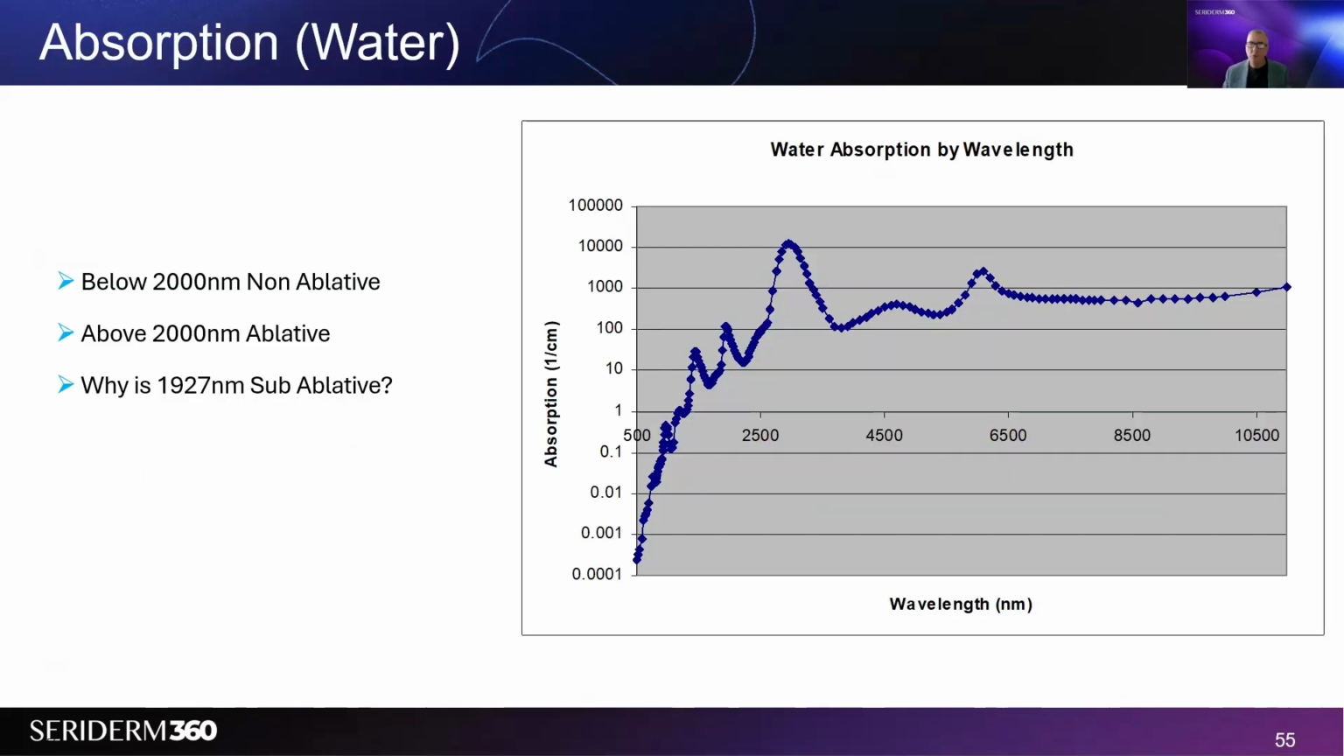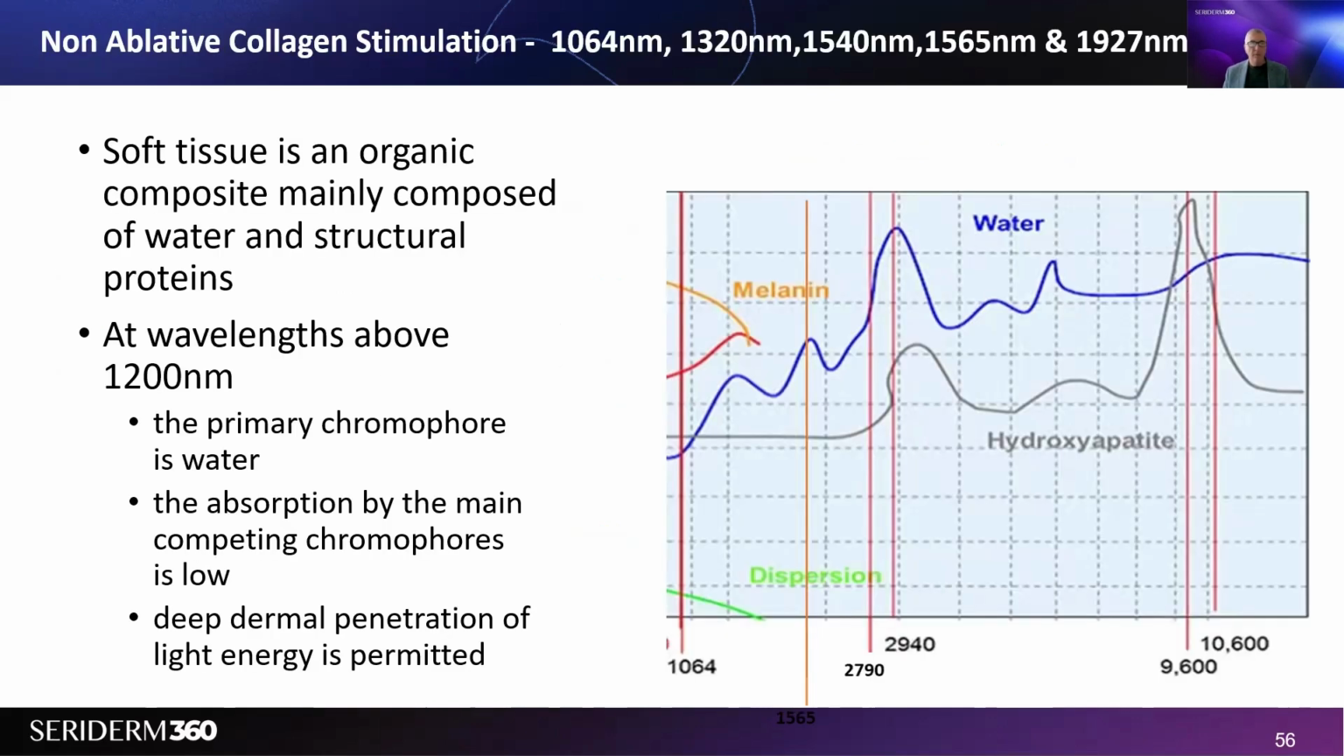When we come on to the absorption of lasers in water, we know that below 2000 lasers are non-ablative, above 2000 are ablative, and in a few slides' time, we're going to talk about sub-ablative laser, and particularly the 1927 nanometer, and why this is a unique wavelength. So when we look at non-ablative, we're looking at maybe 1064 microsecond pulsed, then we can use fractionated 1320, 1540, 1550, 1565, and then we'll talk about 1927 fractionated lasers.